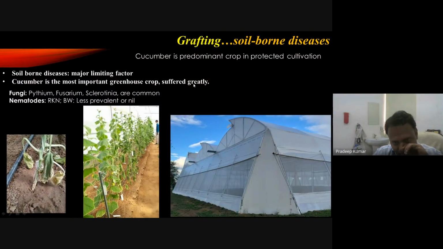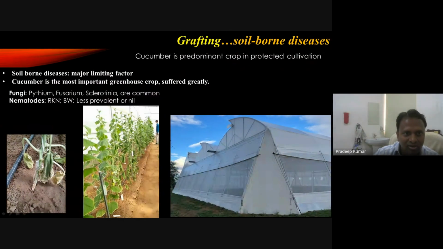Then coming to the application of grafting in the field, particularly in protected cultivation. This is the major problem in protected cultivation: soil-borne diseases, whether due to Pythium, Phytophthora, Fusarium wilt, or bacterial wilt like Ralstonia solanacearum, particularly in the southern part of the country where there is high humidity and acidic soil. But in the northern part of the country, it's not a problem. Only Fusarium wilt, Pythium and Phytophthora are a problem.